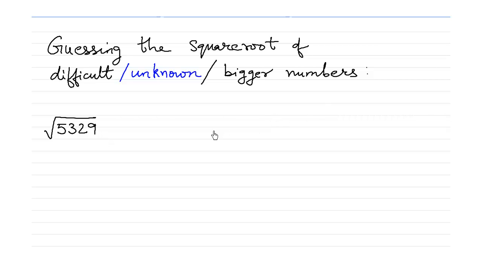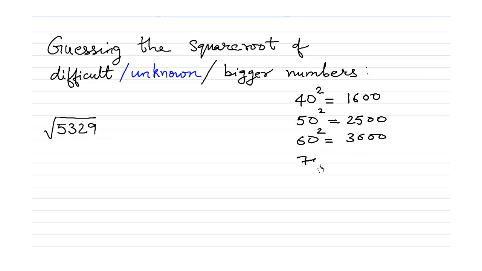The idea in order to guess the square root of 5329 is this. If I square 40, what is 40 times 40? I'll get 1600, because 4 squared is 16, followed by 2 zeros. Similarly, what is the square of 50? The answer is 2500. And the square of 60? 6 sixes are 36, so 3600. Then the square of 70? 7 sevens are 49, so 4900. Then the square of 80? 8 eights are 64, followed by 2 zeros.